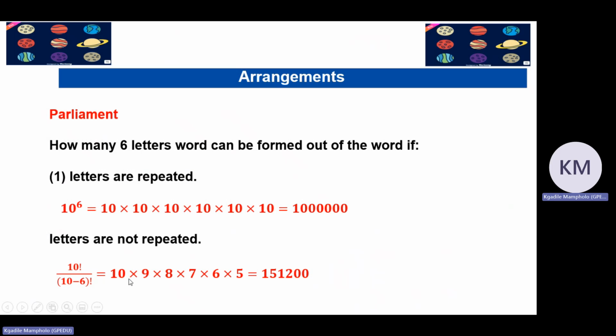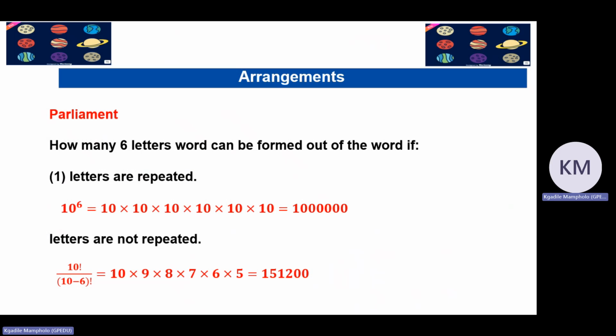Now, if you are forming 6-letter words out of the word parliament without repetition, the first choice is 10, the second is 9, the third is 8, the fourth is 7, then 6, then 5. Then it means 151,200 words can be formed. The shortcut is to say 10 factorial over 10 minus 6 factorial, because you are forming 6-letter words. The answer will be the same. That's the shortcut if you don't want to say 10 times 9 times 8 times 7 times 6 times 5.